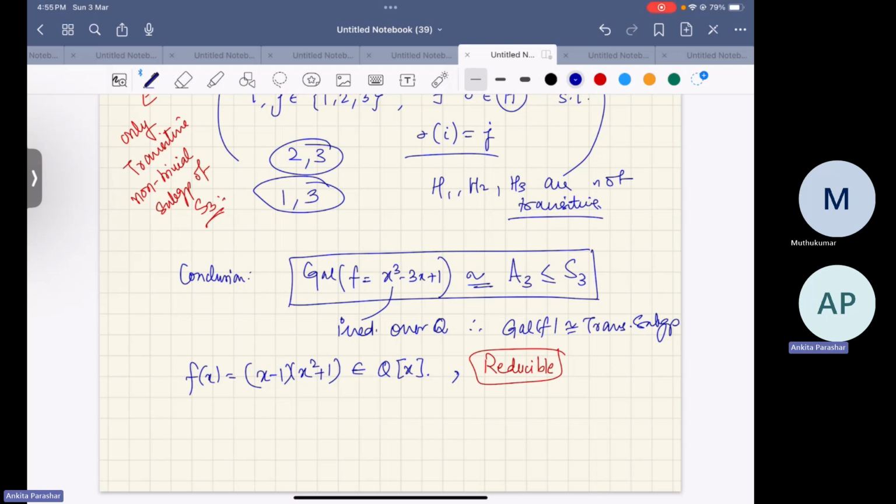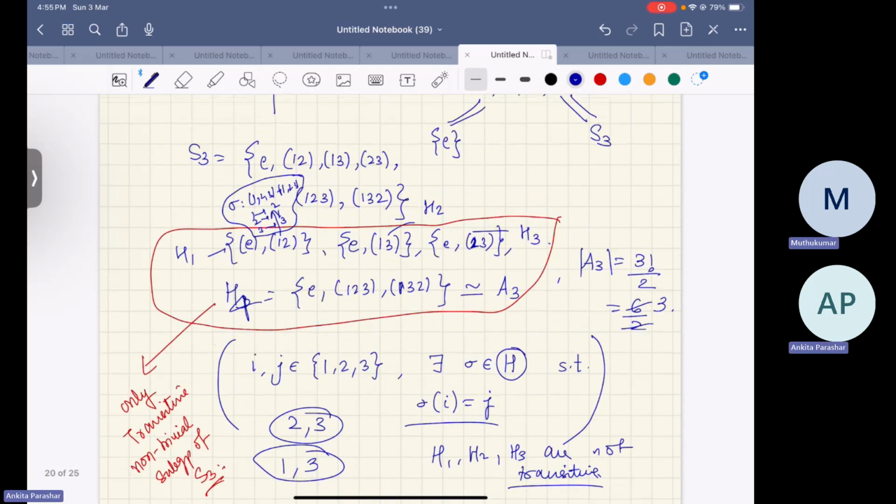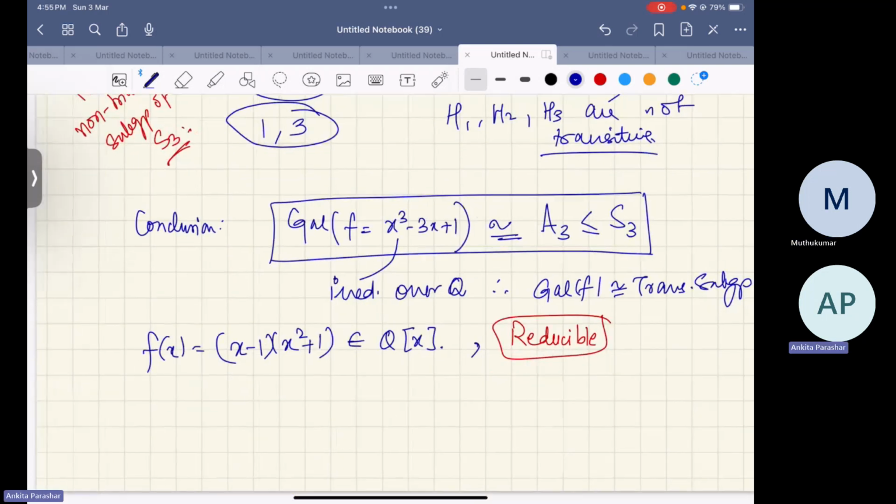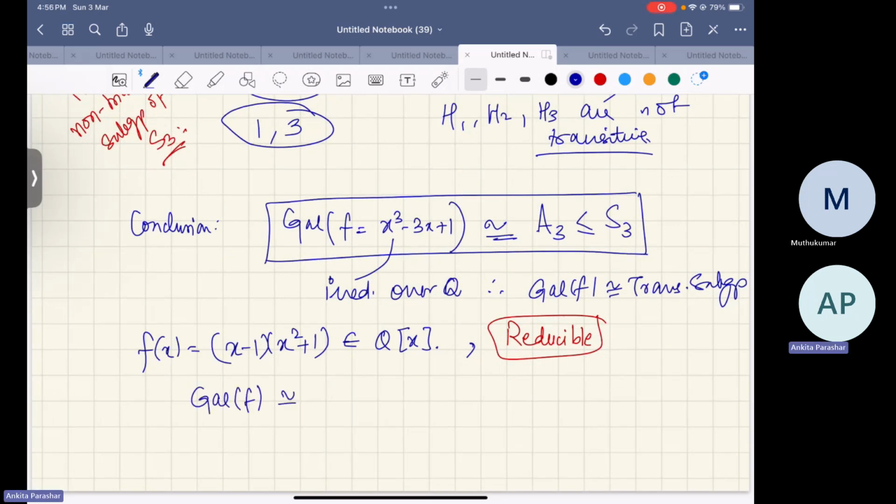Now, if I look at the Galois group, how do you see the Galois group first of all? The definition says the Galois group of f is the Galois group of the splitting field of f over Q, right? Can you tell me the splitting field of this polynomial? It is C, but actually Q(i). Yes, we need the smallest, minimum splitting field.